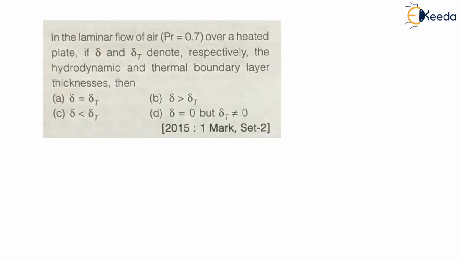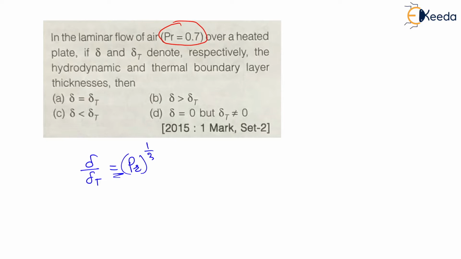Now, let us understand here. In a laminar flow of air, the Prandtl number Pr of air is 0.7, over a heated plate. If delta and delta T denote respectively the hydrodynamic and thermal boundary layer thickness, then the ratio of delta to delta T, that is, the ratio of hydrodynamic boundary layer thickness to thermal boundary layer thickness, is related with the help of the Prandtl number, and it is equal to Prandtl number to the power 1/3.